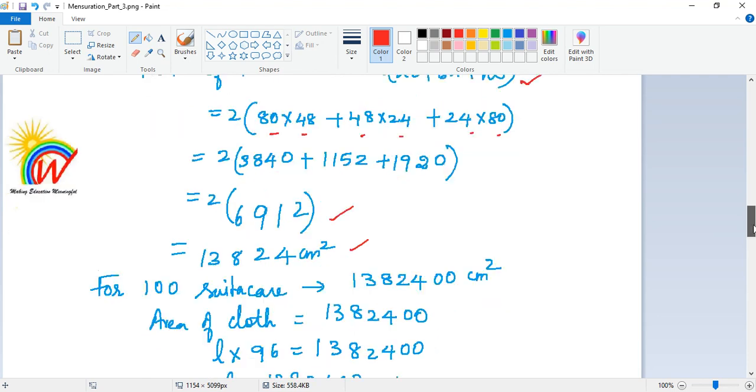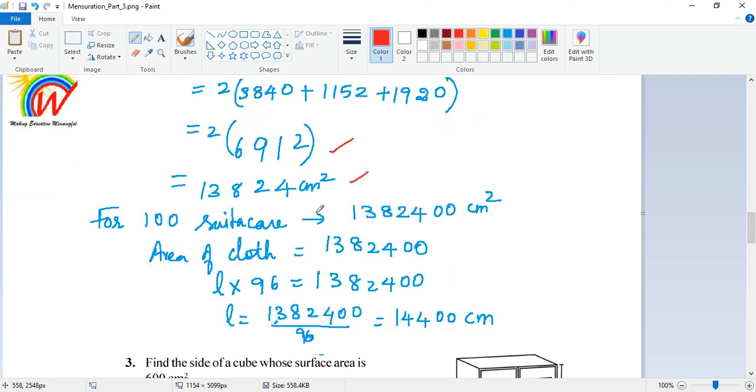For 100 suitcases you'll have to multiply by 100. So these many. Okay, now they know that this is the area of the cloth required. Hold on, see this much area, whatever is the 100 suitcase area, that much cloth is required, right? That cloth is supposed to be in a rectangular form, isn't it? And they have already told that the cloth's width is 96. They are asking you what is the length.